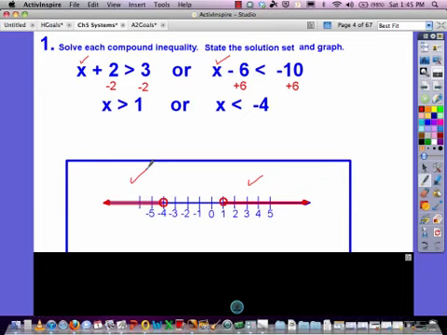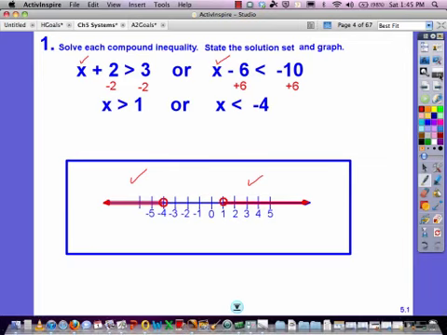So with that, we have our solution: all the numbers greater than 1, or all the numbers less than -4. And that number line represents that solution. So you solved it, you stated the solution set, and graphed. That was your first choice. It's an "or." We graphed the union, everything in both sets.